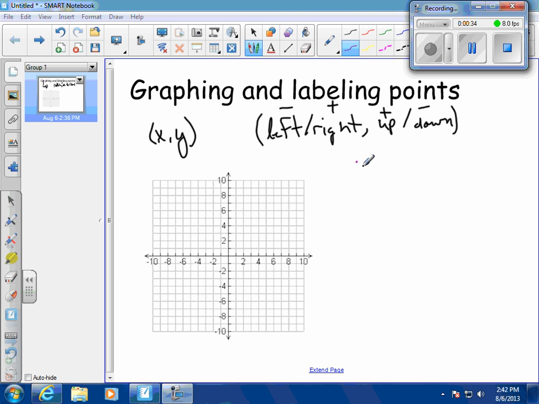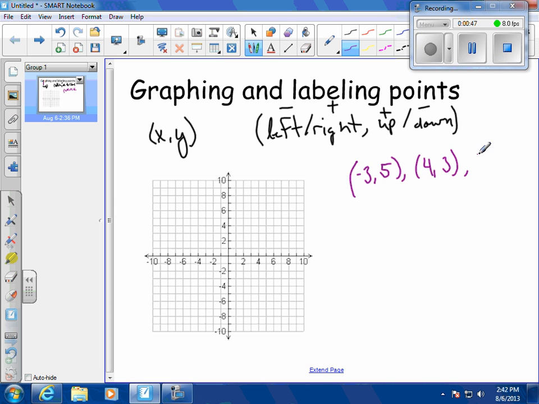In the quadrant below, we'll be graphing the following points. We'll do (-3, 5), (4, 3), (3, 4). All right, so here are these points. We're also going to label those points.